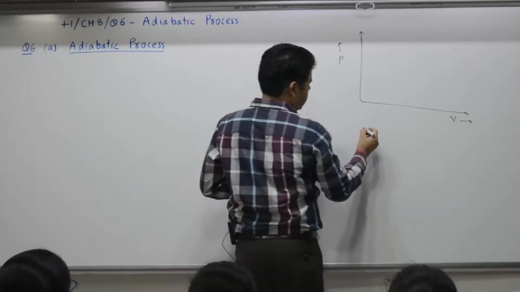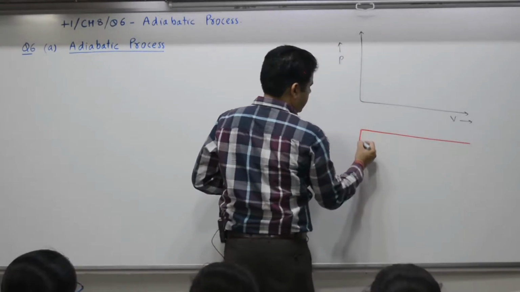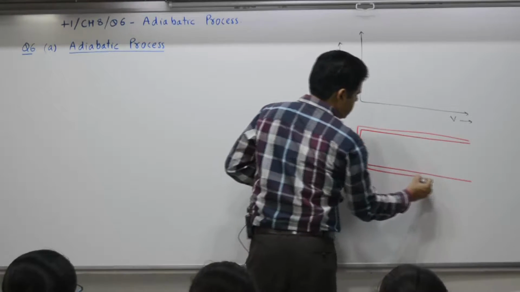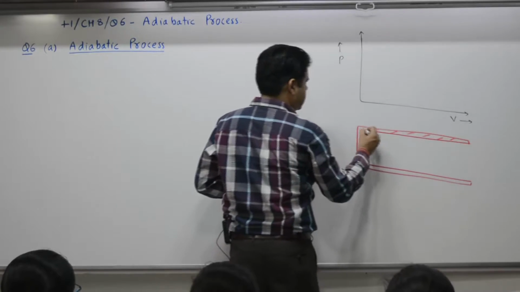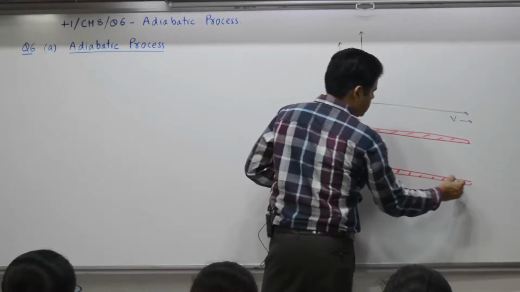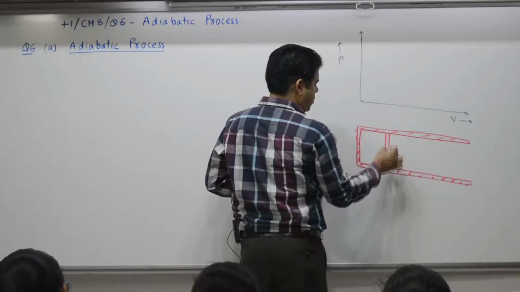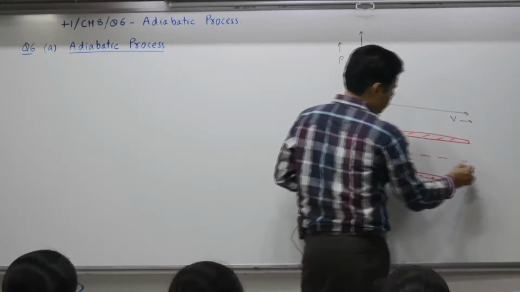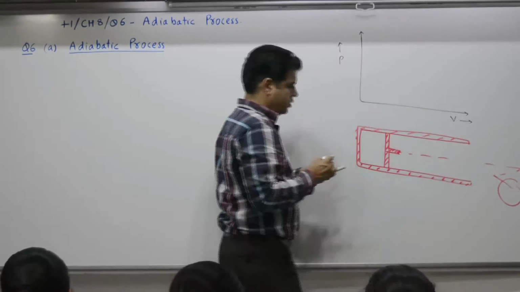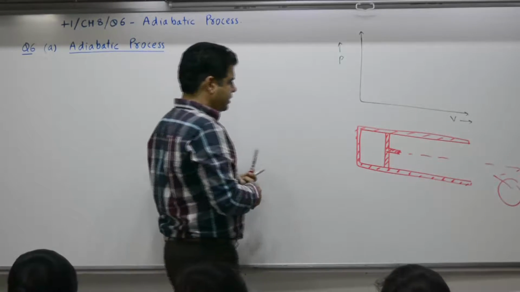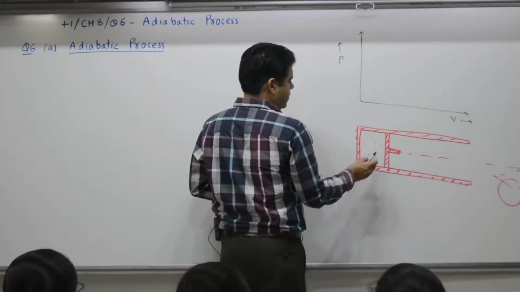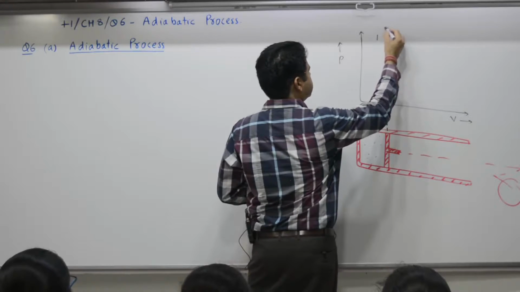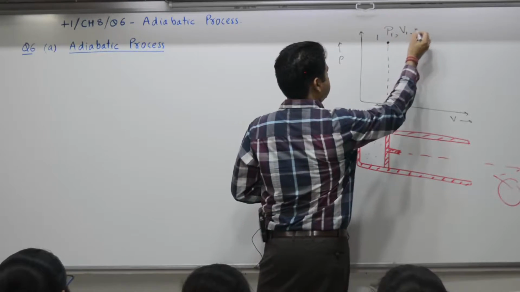You have a non-conducting cylinder. Walls are non-conducting, cylinder walls, piston, all are non-conducting. This is connected with the wheel. All are non-conducting. You have a gas inside. At this point, it is point 1, pressure is P1, volume is V1, temperature is T1.